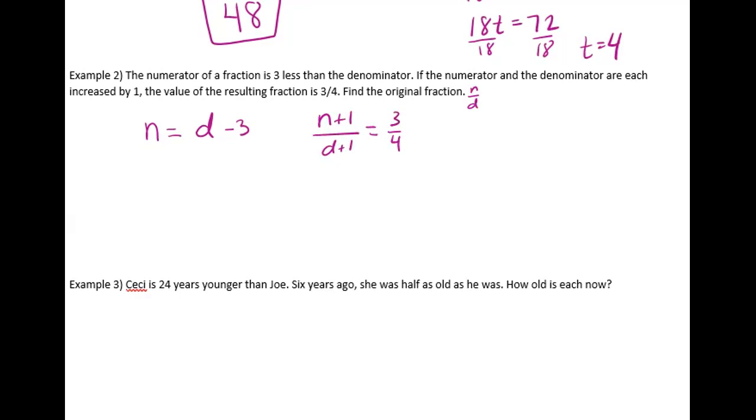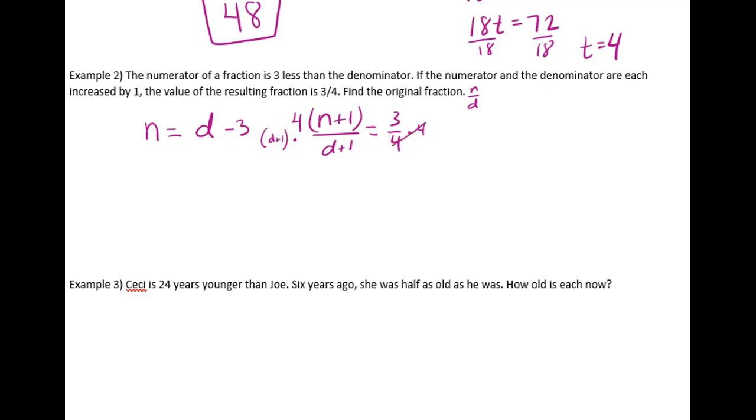To utilize this one with the fractions, I'm going to go ahead and just cross multiply, or I'll show you how to do it without cross multiplying. So I want to get rid of this fraction. I'm going to multiply by 4 on both sides. When I multiply this by 4, I'm really just multiplying the numerator by 4. If I want to get rid of this fraction, I'm going to multiply by d plus 1.